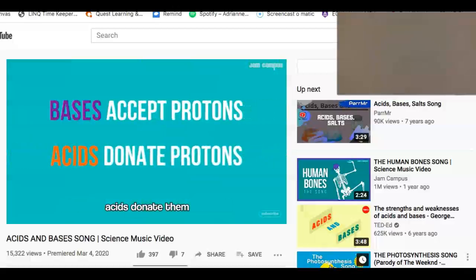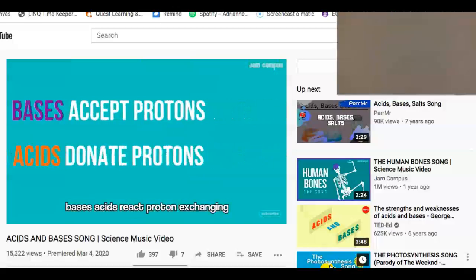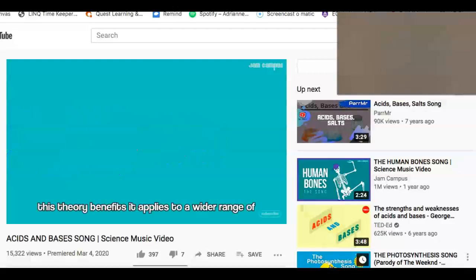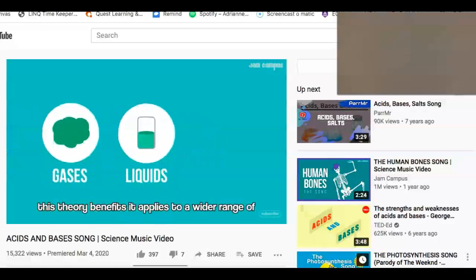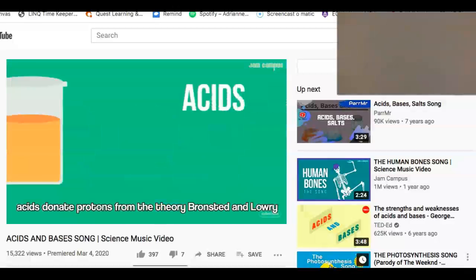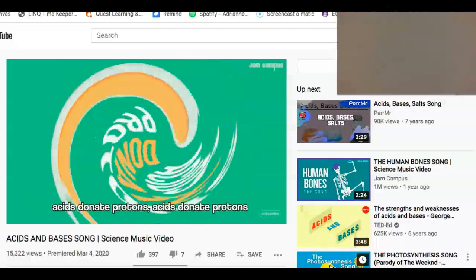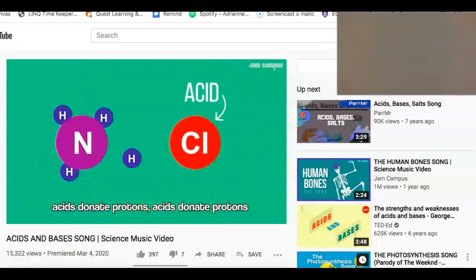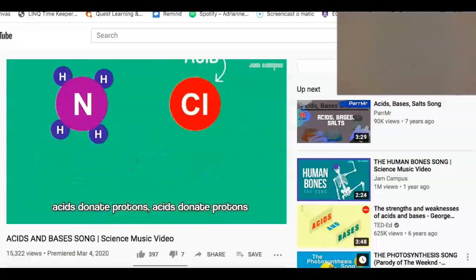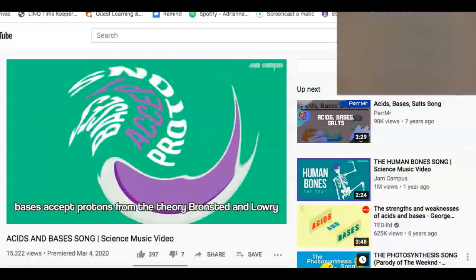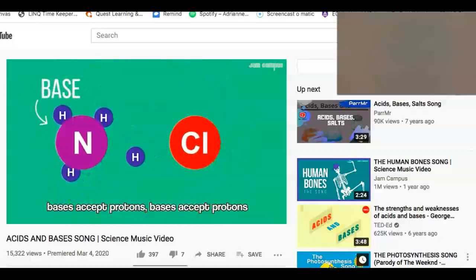It applies to a wider range. Acids donate protons from the theory, Bronsted and Lowry. Bases accept protons from the theory, Bronsted and Lowry.